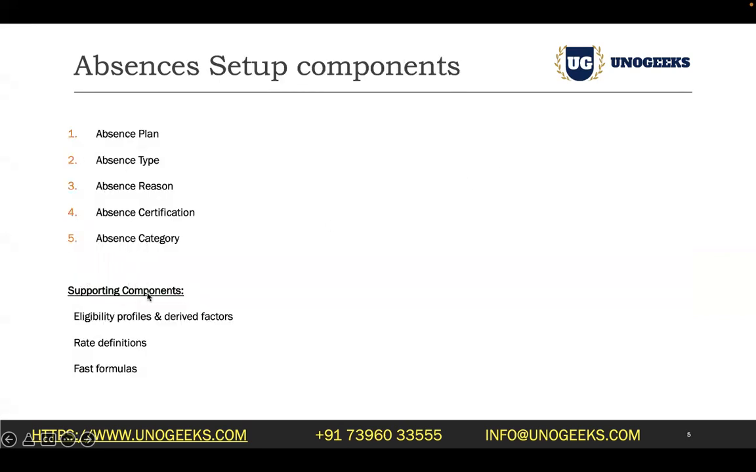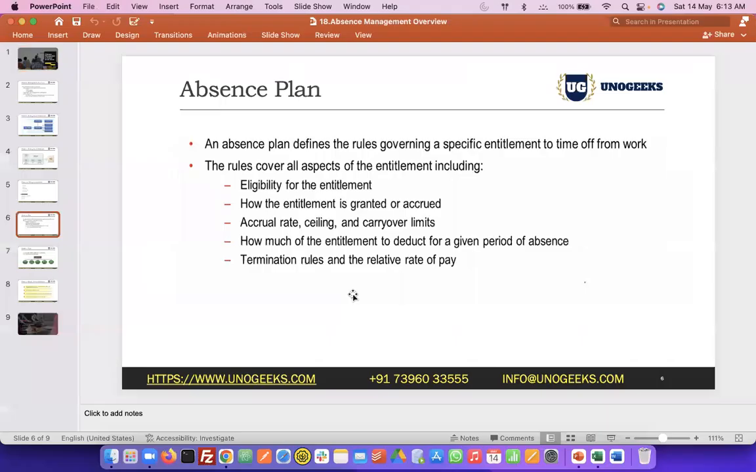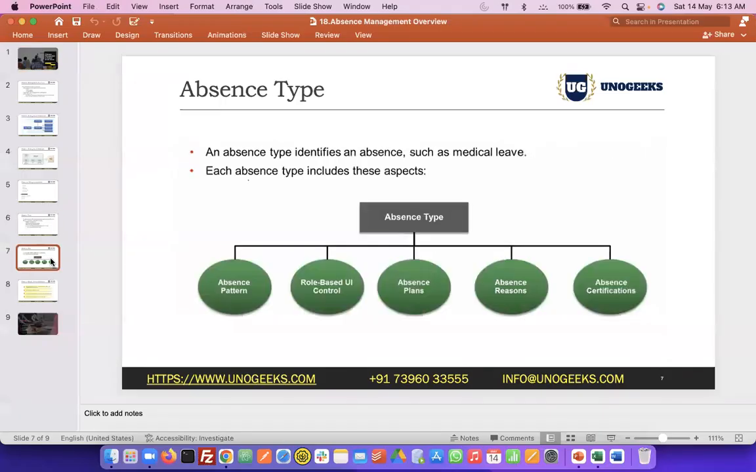These are the components you have to set up: absence plan, type, absence reasons, certifications, and category. Within the absence plan, you need to use eligibility profile and derived factors if required, rate definitions, which control at what percentage the payment should be done, and fast formulas if required. You also need a repeating time period here. That is an important one that's missed here. Now let's go back into the application and start doing the configurations.